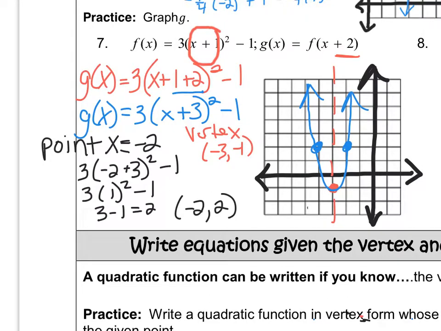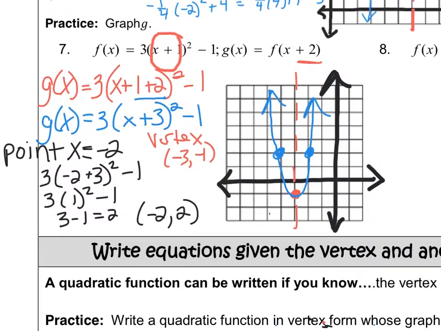Okay, so looking at our new function g, I went ahead and found that the vertex would be (-3, -1), and then I picked a point at x = -2, and my thinking was if I could get this down to a 1, it would make an easy point. That gave me a point on the graph of (-2, 2). So when I graphed my (-2, 2), I then just used my axis of symmetry. It was 1 away from the axis, so I put 1 on the other side, and that gave me my graph. Now let's look at number 8.